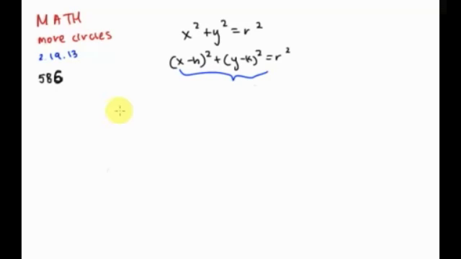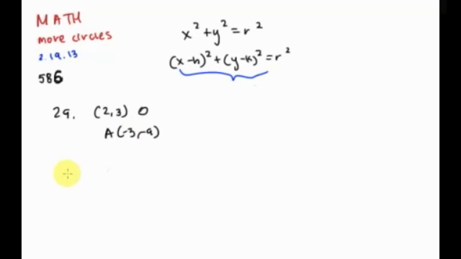Question number 29. It reads, point 2, 3 is the center, so this is O, and point A, negative 3, negative 9 is a point on the circle. Write an equation of the circle. Well, if we know that O is the center and A is a point on the circle, we know that the length between these two points has to be the radius, because that is the definition of a radius. A radius is a line segment that goes from the center of a circle to any point on the actual circle.